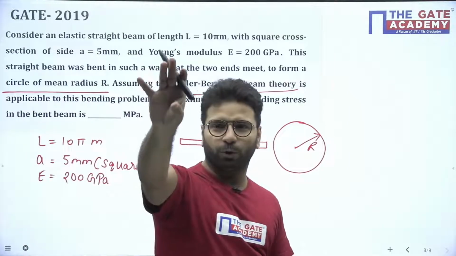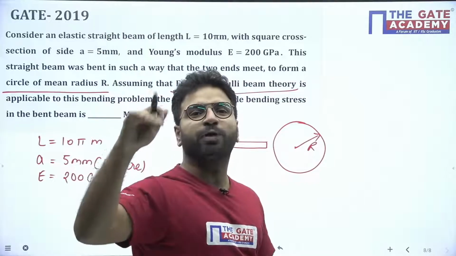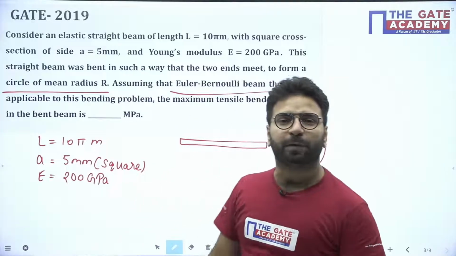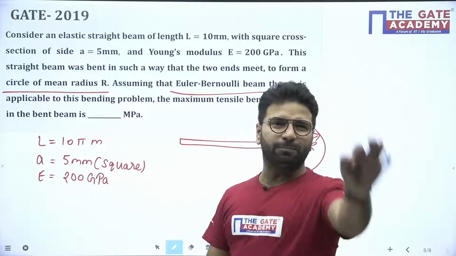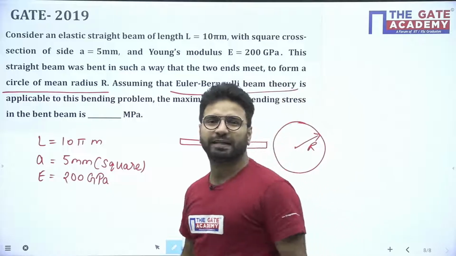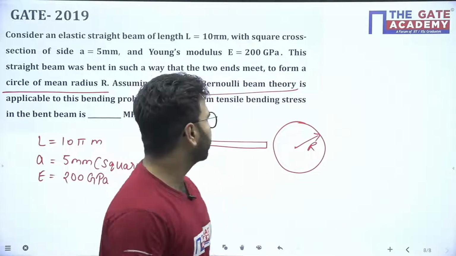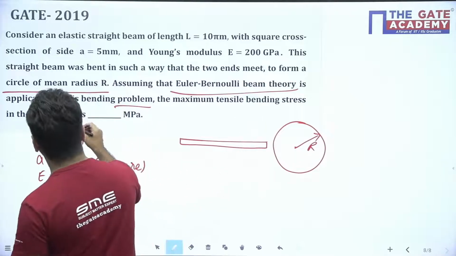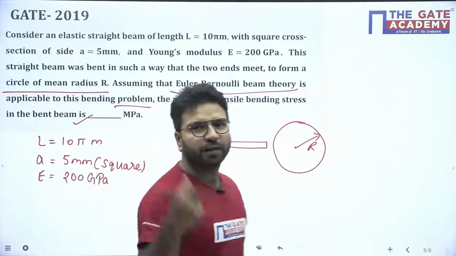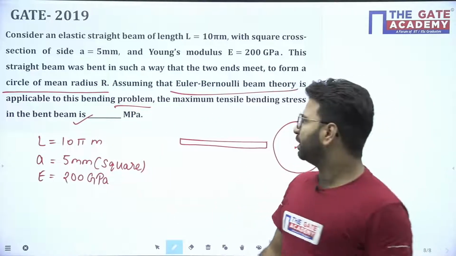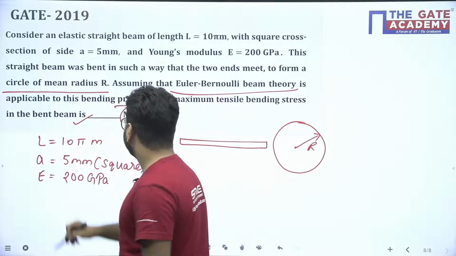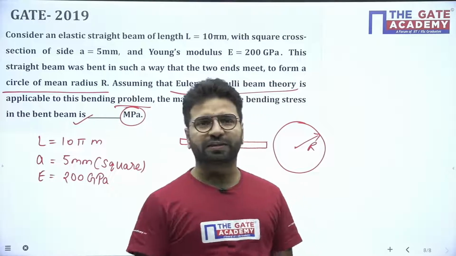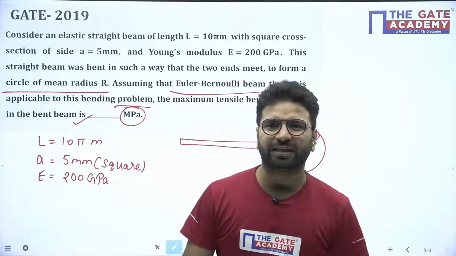Assuming the Euler-Bernoulli beam theory, the theory that has been taught is called Euler's beam theory. It is called Euler-Bernoulli theory because of the assumption that plane sections remain plane before and after bending, and that assumption is known as Bernoulli's assumption. That's why we say it's Euler-Bernoulli theory, applicable to the bending problem. The maximum tensile bending stress in the bent beam is? All of you try and tell the answer. 100 GPa? The question is asking the answer in megapascal, you are saying gigapascal.